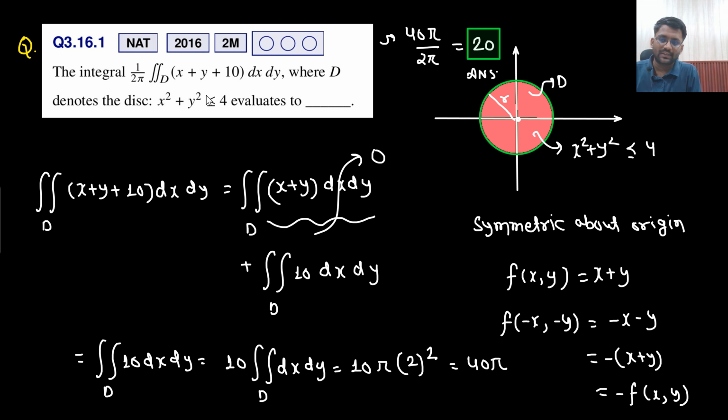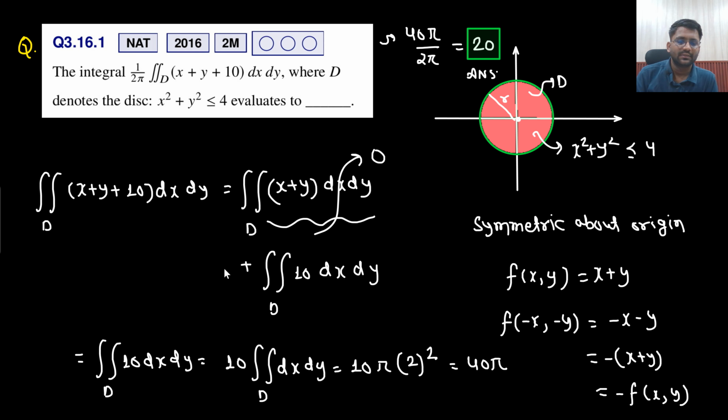I would simply see, sir, this is the region, it will be symmetric about the origin. Since it is symmetric about the origin, x plus y I can take aside. This will come out to be 0. Tan dx dy, tan will come outside, it will become 5 by pi. What is the surface area? That will be pi r square. So 4 pi will be the surface area, and 5 by pi is already outside.